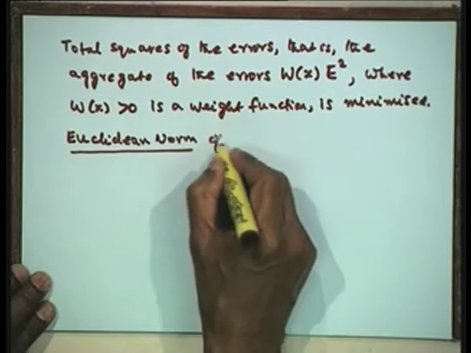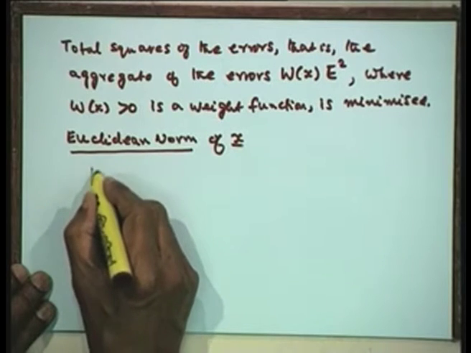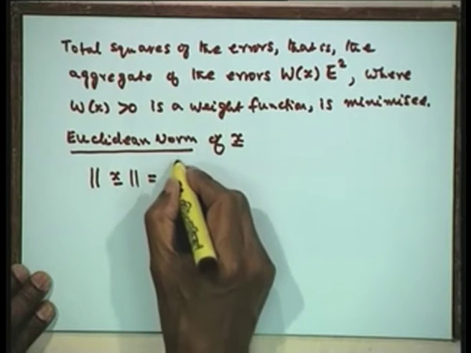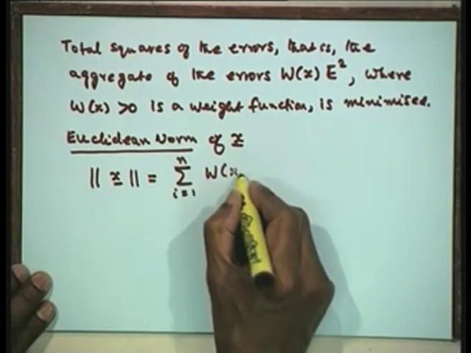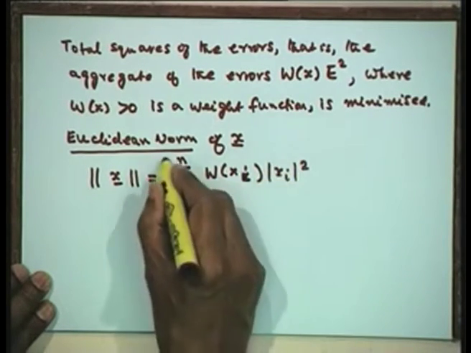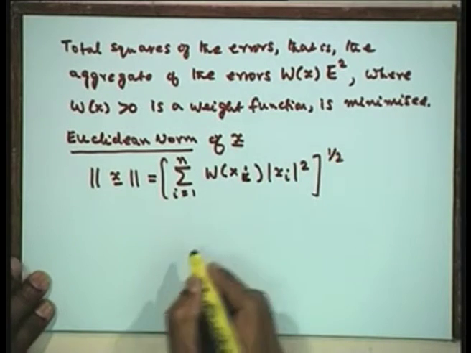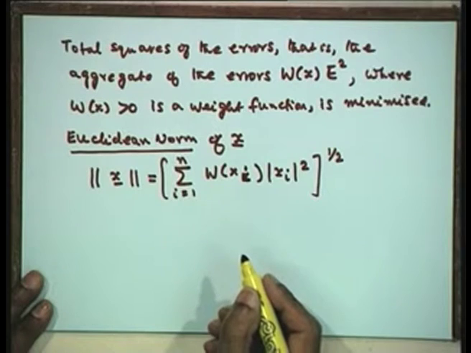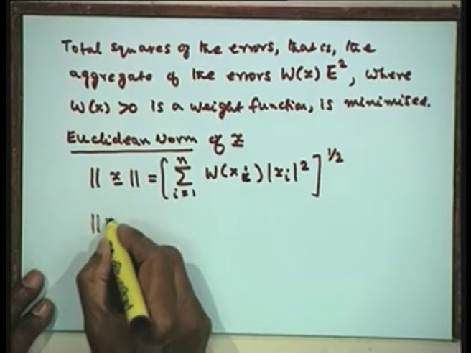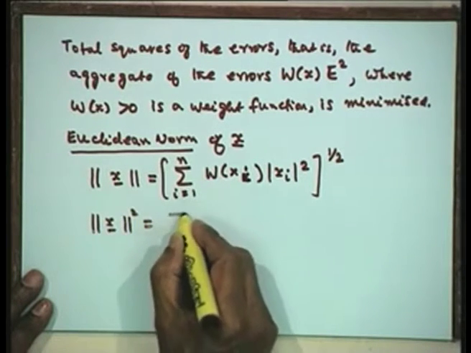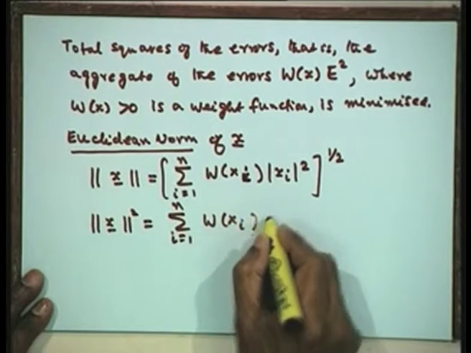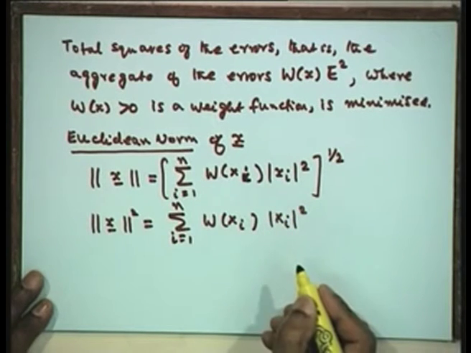of a vector, say vector x that we have, we have defined as norm of x is equal to summation of i is 1 to n w x i magnitude of x i square, whole to the power of half. This is the definition of the Euclidean norm of a vector x. I can square both sides and write it also. Norm of x whole square is simply summation i is 1 to n w x i magnitude of x i square.